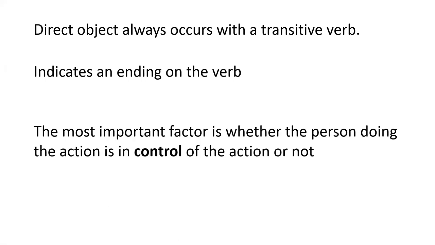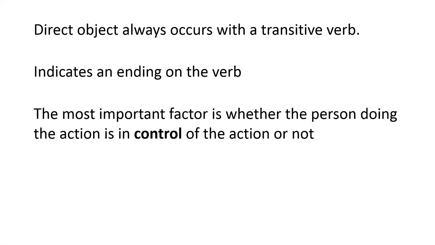The most important factor in Klallam is whether the person doing the action, which we call the actor, is in control. For example, when you say "I look at it," the actor "I" is in control of the action. When you look at something, you do it on purpose. On the other hand, when you say "I see it," the actor "I" isn't necessarily in control. When you see something, you may not be doing it on purpose. It may be accidental.